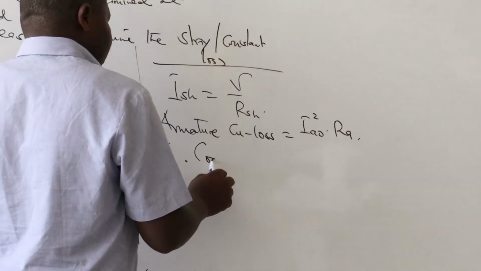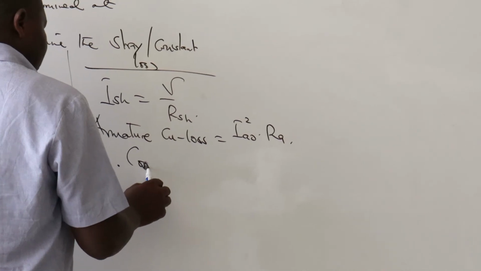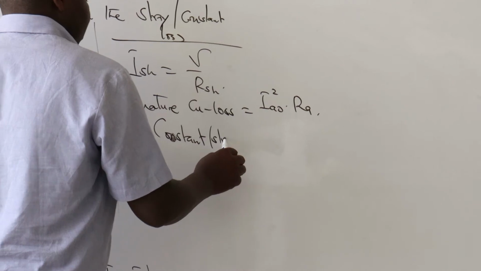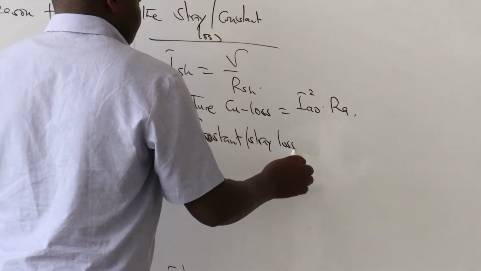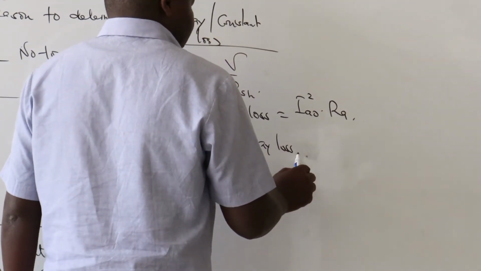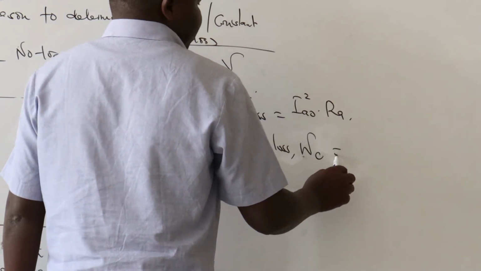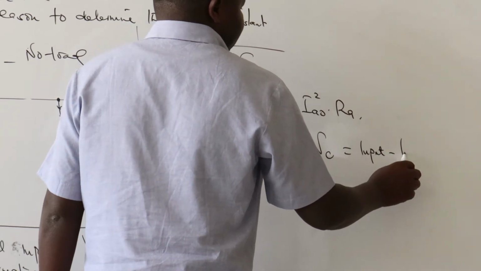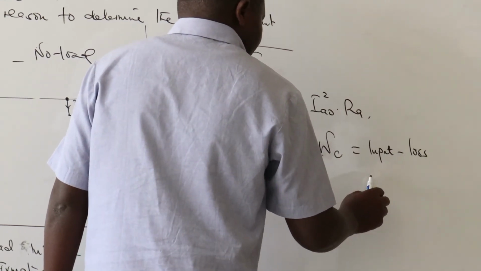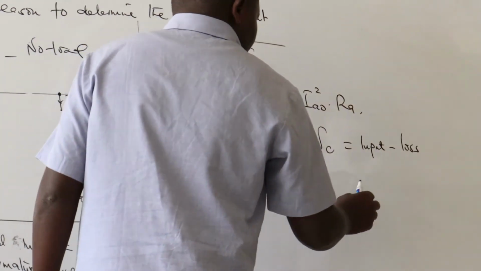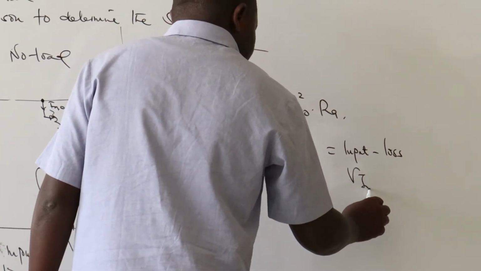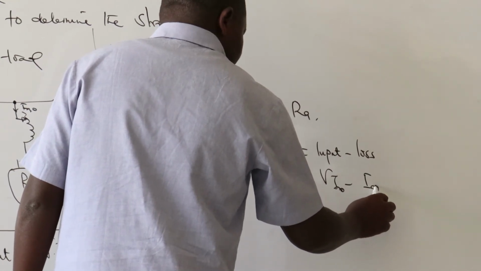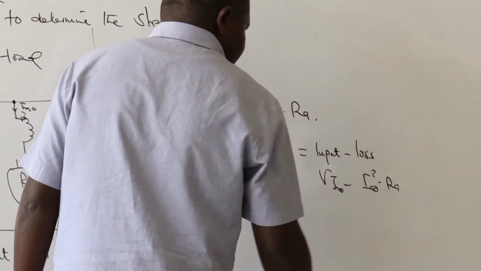the constant loss, the stray loss, that is W_C, is equal to the input minus the loss. So we are saying this is equal to V I_0 minus I_A0 squared R_A.